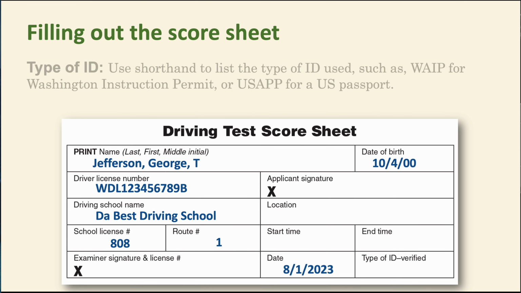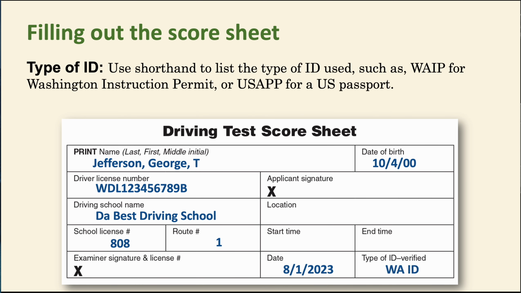Today's date, of course. What kind of ID they use. Try to use shorthand code like this: Washington ID, USA, PP for US passport, something like that. Shorthand code, because when the Department of Licensing comes out for their annual audit and they pull out a bunch of records to look at, they want to see that the ID you wrote down matches what was shown to them when they presented themselves to get a license.